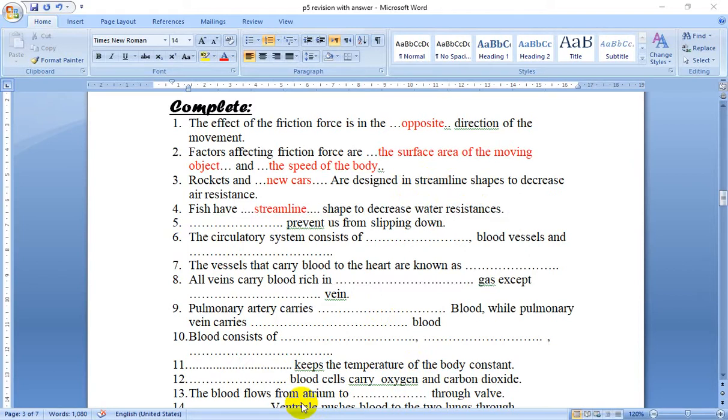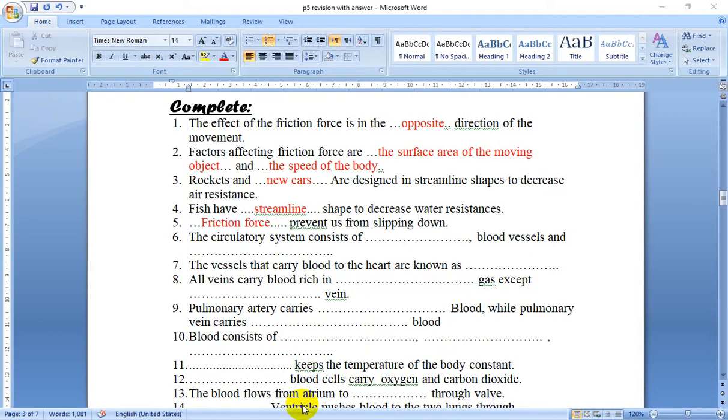What prevents us from slipping down? Sure, the friction force between our legs and the road. So friction force prevents us from slipping down. Friction force between our shoes and the ground prevents us from slipping down.